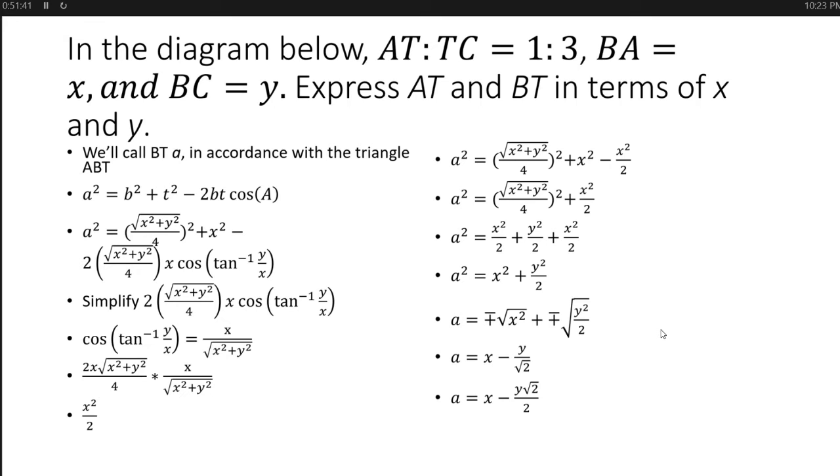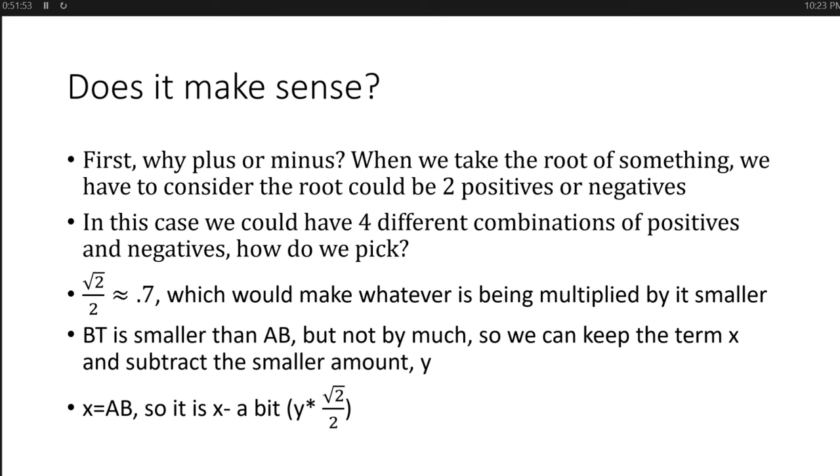But the solution I came up with, and please feel free to correct me in the comments, is A is x minus y root 2 over 2, rationalizing the root 2 in the denominator. So, y plus or minus; when we take the root of something, we have to consider the root could be positives or negatives. That's 4 combinations of positives and negatives. And how can we pick? Well, I just use common sense. Root 2 over 2 is about 0.7, so that's multiplying whatever it's multiplying. It makes it smaller, and so that's being multiplied by the y.